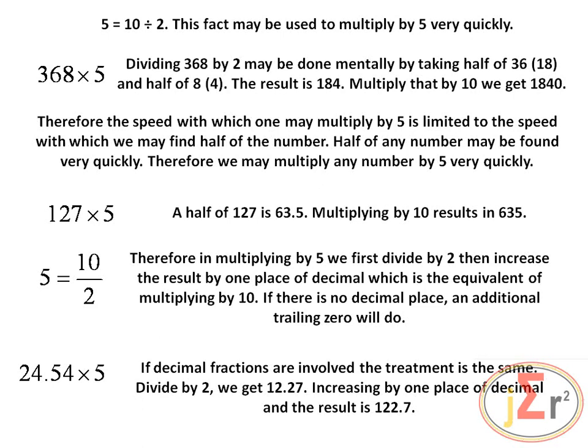Therefore, irrespective of the form that the number is in, whether it has a fractional part or not, or it does not have a fractional part, but dividing by 2 will result in a fractional part, that does not make a difference. We always divide by 2 and then multiply by 10, which is equivalent to increasing a number by 1 place of decimal.